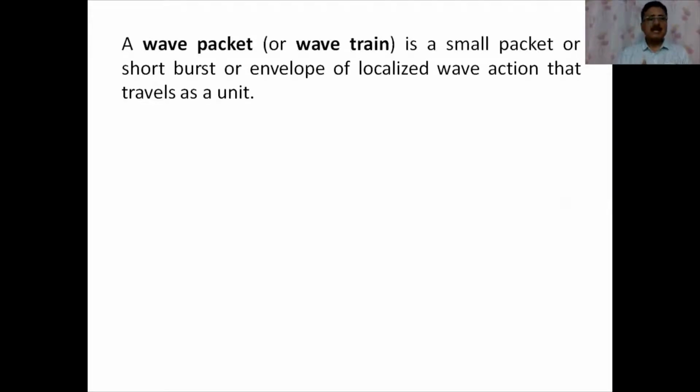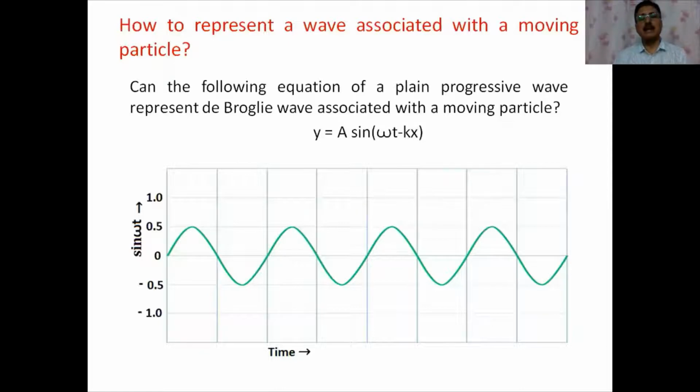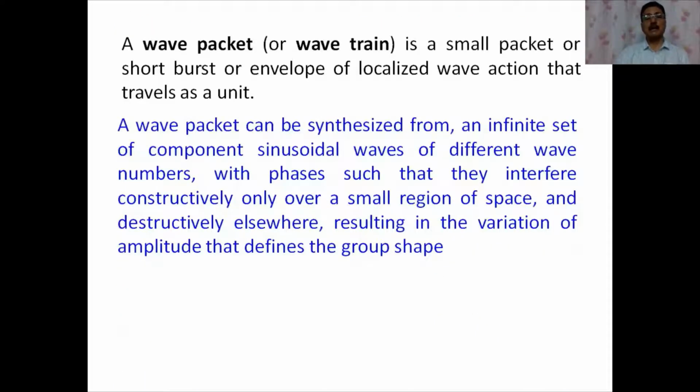Mathematically, we can say that such plane progressive waves, like the one we have seen, y is equal to a sine omega t minus kx, an infinite series of such waves, each one differing from the other in omega by d omega, in k by dk, on superposition, we will be getting a single wave packet. And that wave packet represents the wave associated with a moving particle.